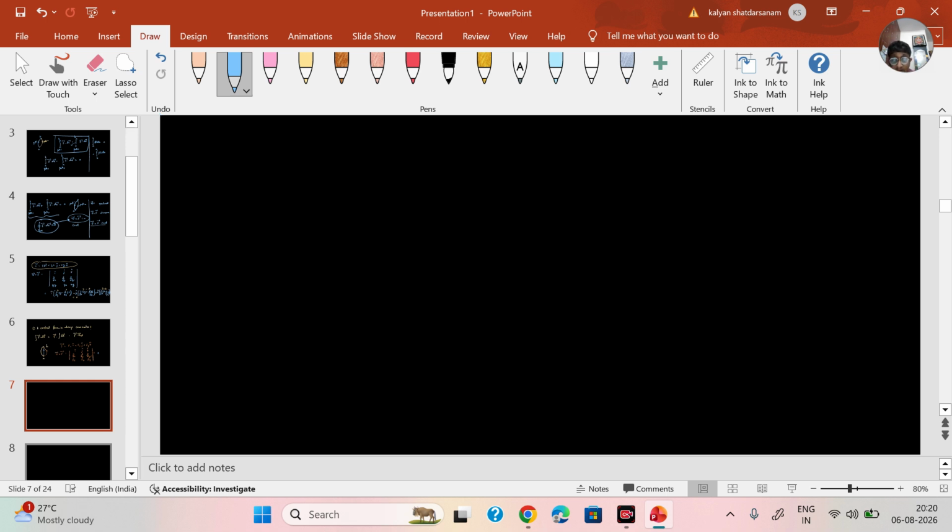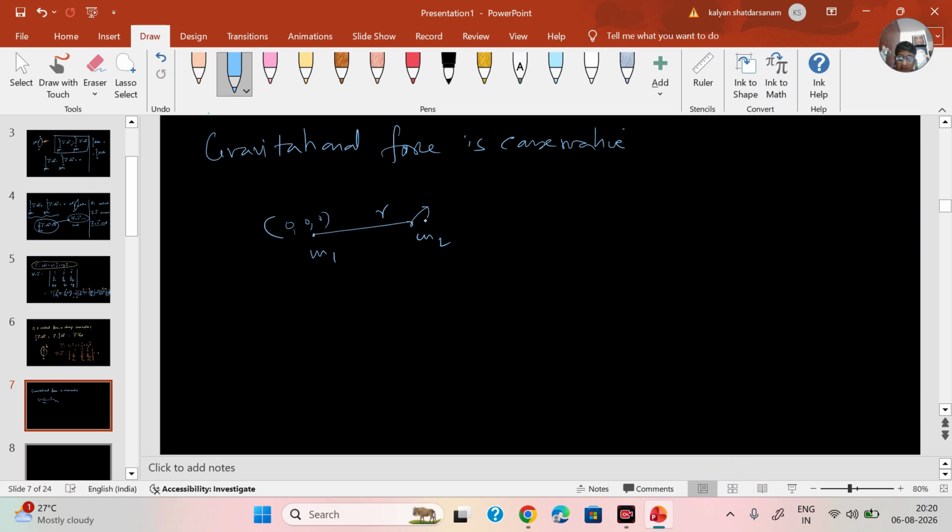Actually it is not, but surprisingly, gravitational force, whether it is constant or otherwise, is conservative. How to prove that in a general way? When we go to the gravitation topic, there we can write an expression for the force between two point masses m1 and m2 separated by distance r. If you take this as origin, then this r you can write as x comma y comma z, and you can write the force in vector form and then check for conservativeness.